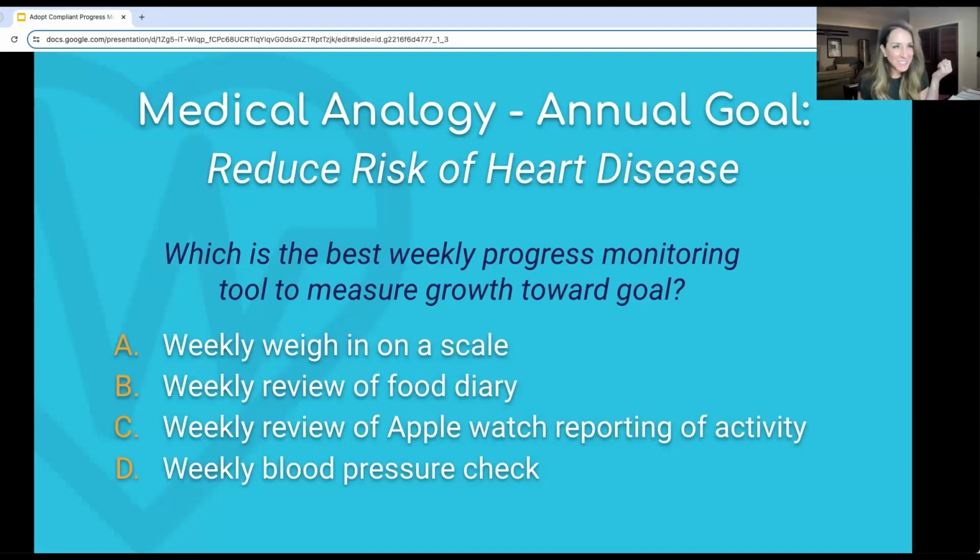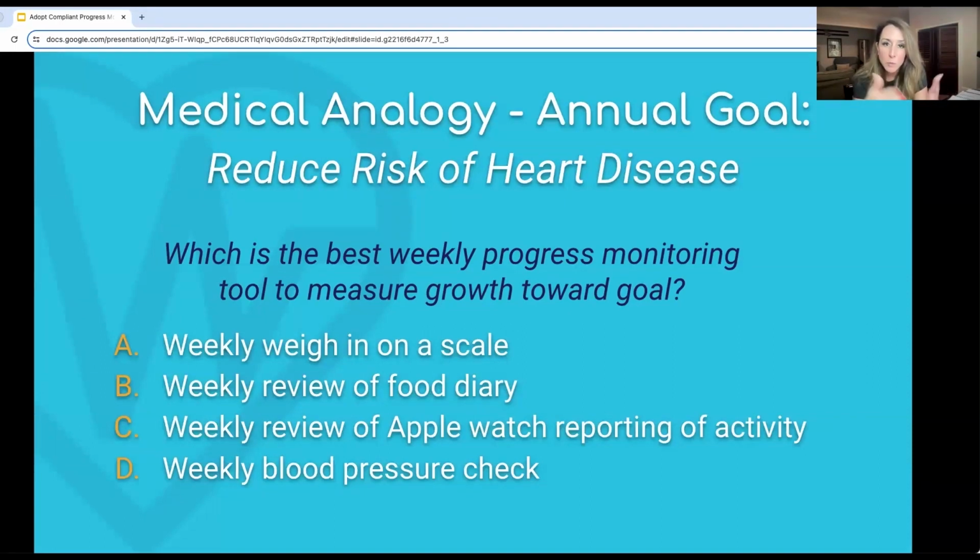That's right. Nope, you guys are doing great. So that's right. It's D, right? So let's talk about why, right? So the scale, it's a valid and reliable measure, probably, right? But the number on the scale may or may not be related to the risk of heart disease, right? Maybe I took up smoking as an appetite suppressant and lost weight. So this measure can tell if I'm dropping pounds or not, but it doesn't indicate my risk of heart disease.